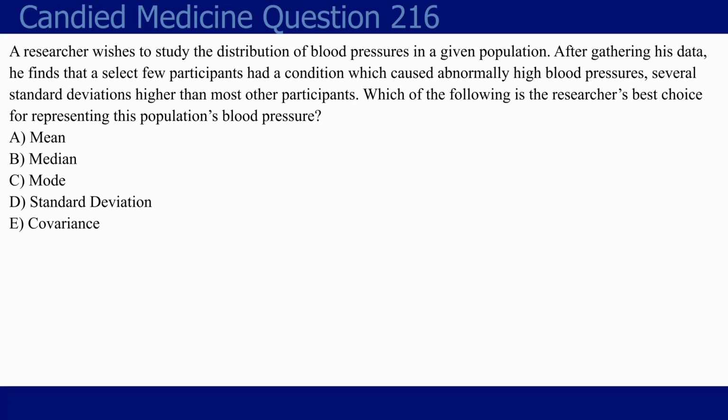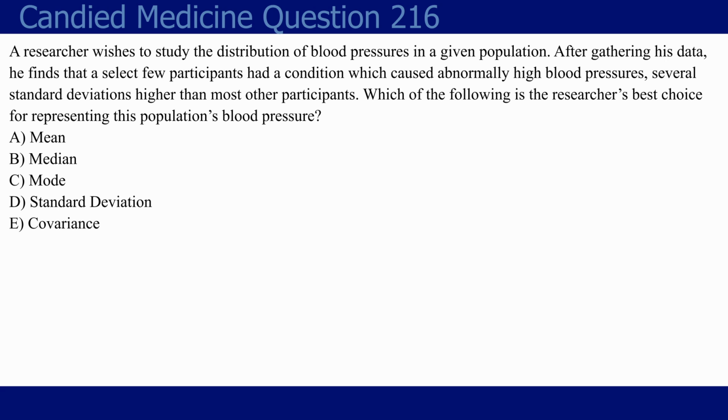A researcher wishes to study the distribution of blood pressure in a given population. After gathering his data, he finds that a select few participants had a condition which caused abnormally high blood pressures, several standard deviations higher than most other participants. Which of the following is the researcher's best choice for representing this population's blood pressure?